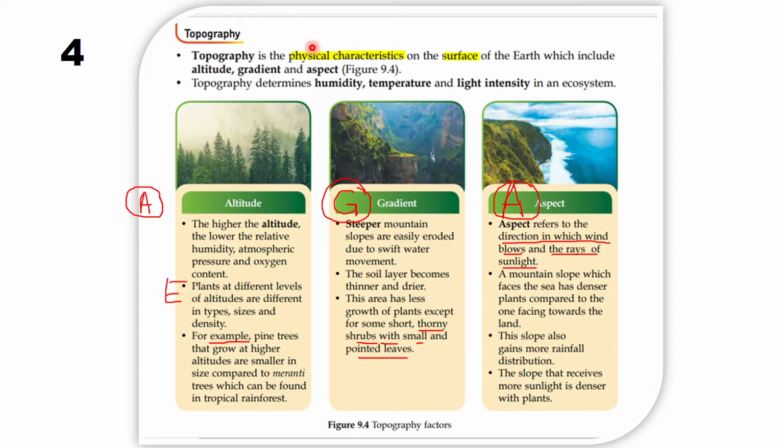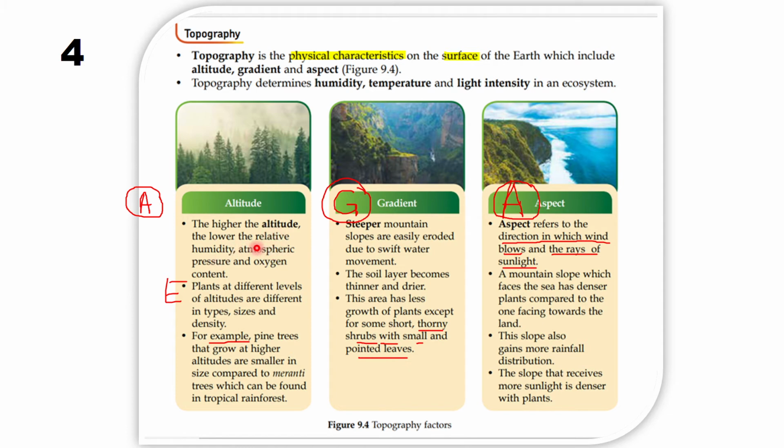Okay, next is topography. Okay, topography is the physical characteristics on the surface of the earth, which includes altitude, gradient, aspect. Okay, so it's going to determine humidity, kelembapan, temperature, suhu dan juga light intensity, keamatan cahaya in an ecosystem. Okay, so let's look into altitude. Dia merujuk kepada ketinggian. So lebih tinggi, the higher the altitude, the lower the relative humidity.